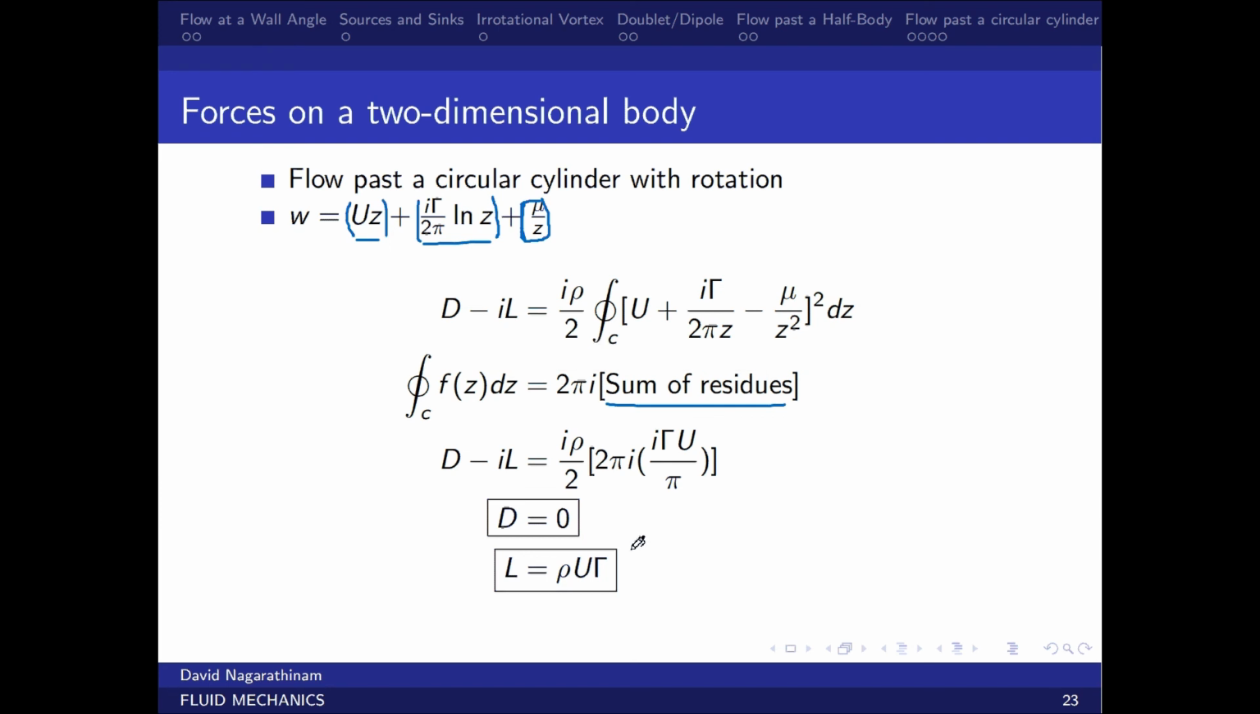Now essentially what we have learnt here is we learnt about several potential flows, such as the flow past a wall angle, sources and sinks, irrotational vortex, and then doublet flow, the flow past a half body, and flow past a circular cylinder.